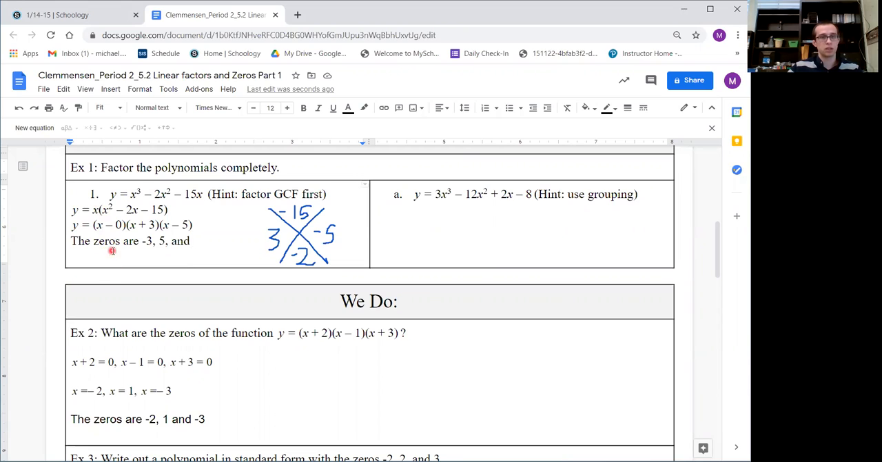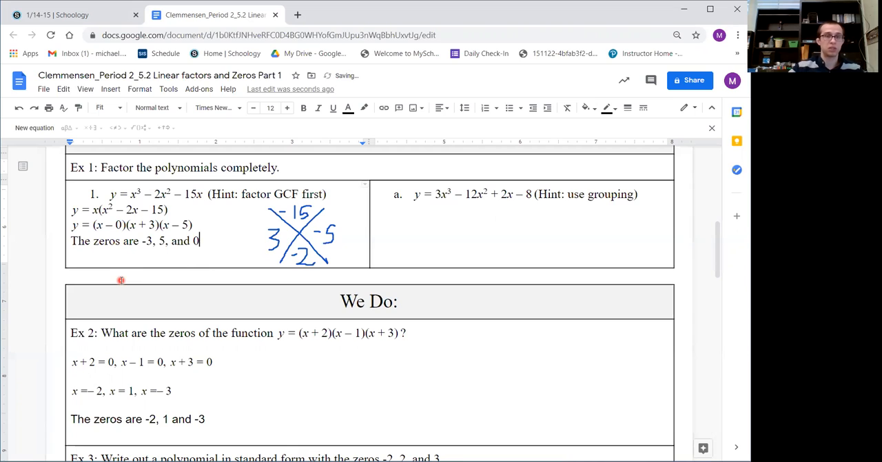So remember, zeros are just a number that I plug into x to get 0 out. So if I plug in -3 here, this will turn to 0. If I plug in 5 here, this will turn to 0. What do I have to plug in for x right here to make this 0? It's a little weird to think about sometimes, these ones. It's the correct answer.